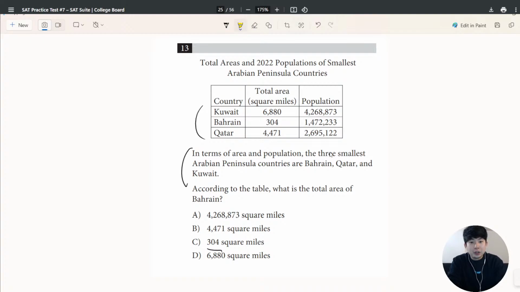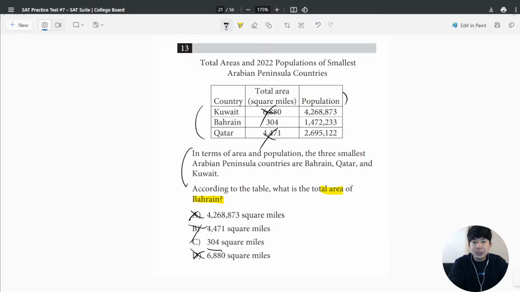Okay. So first I have total area. Then A is out because that's a population. It's in the wrong category, so that's out. And then it has to be Bahrain. So the 6,680 is out because it's Kuwait, and the 4,478 is out because it's Qatar. Right? That's the speed and type of process. That's wrong because of that, that's wrong because of that. That's exactly what we need to do for all of these questions. Okay?